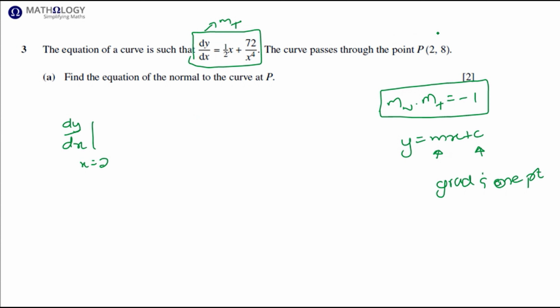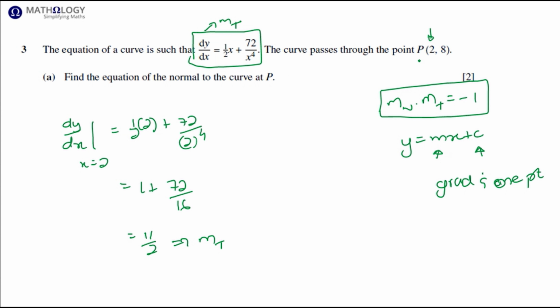So that will be when x equals 2, because that's the point of contact there, (2, 8). So we will have a half times 2 plus 72 over 2 to the 4. It gives us 1 plus 72 over 2 to the 4, which is 16, and that equals 11 over 2. Right, so this represents the gradient of the tangent to the curve at the point P(2, 8).